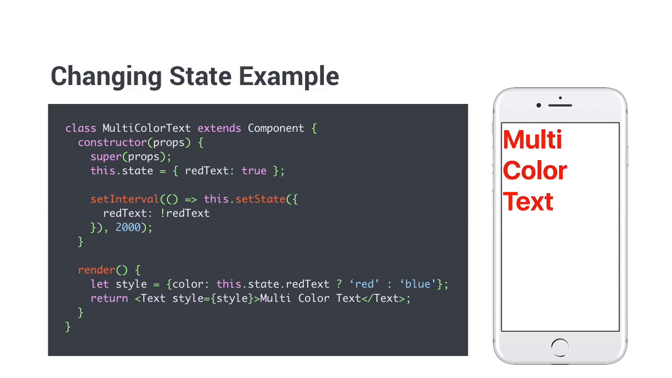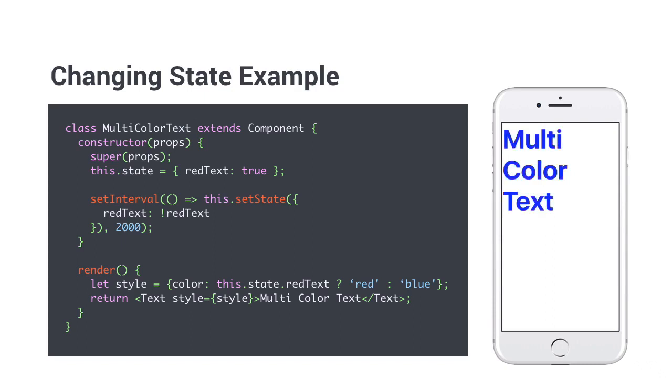Then you have to set the state. Even if it's an empty state, you need to set it. In this case, the state has a property called getText, which is set to true. When setting the initial state, you can do it directly on the property. There is no need to use setState.